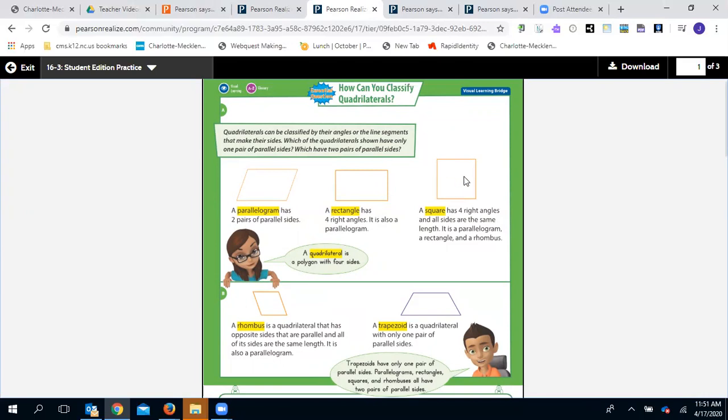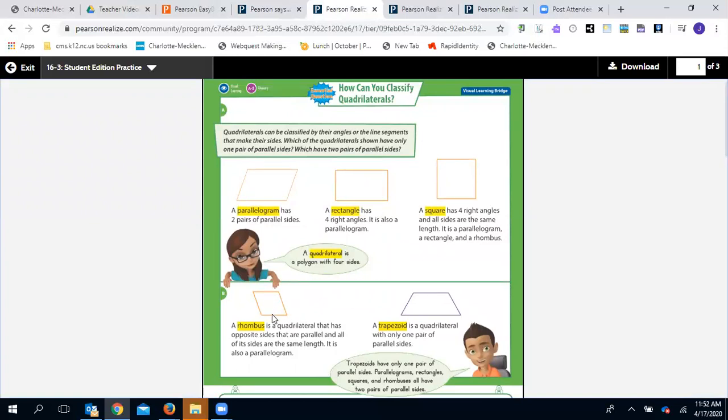That's 2 pairs. So all squares can be rectangles because to be a rectangle, all you need is 4 right angles in a parallelogram. So a square meets those requirements. But all rectangles can't be squares because to be a square, you have to have 4 right angles and all equal sides. So a rhombus is a parallelogram.